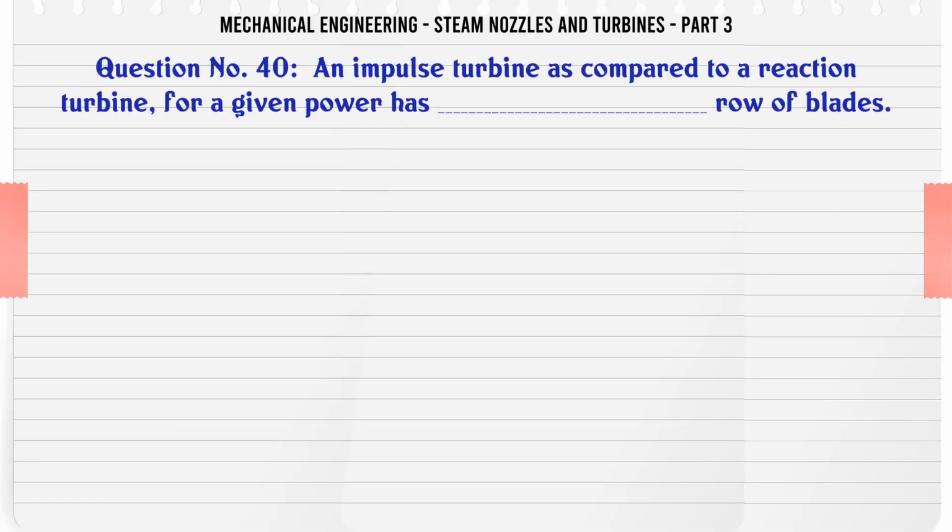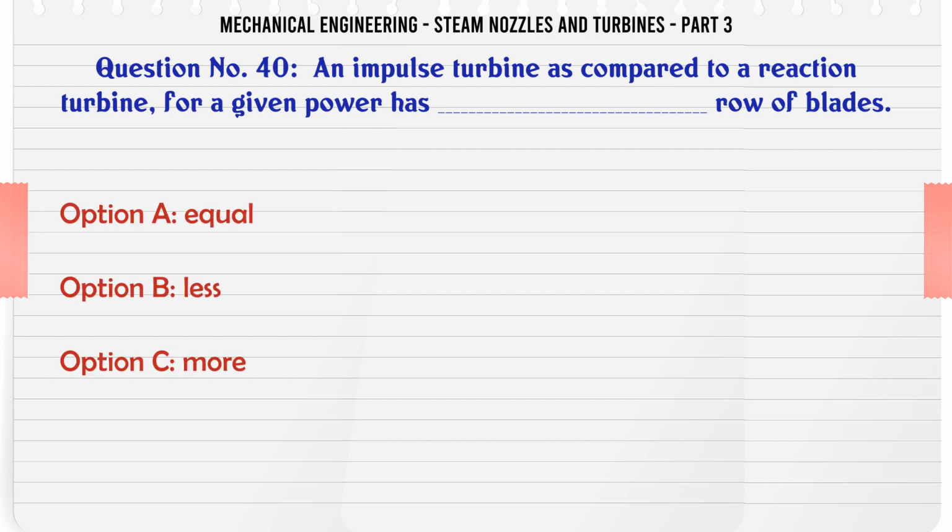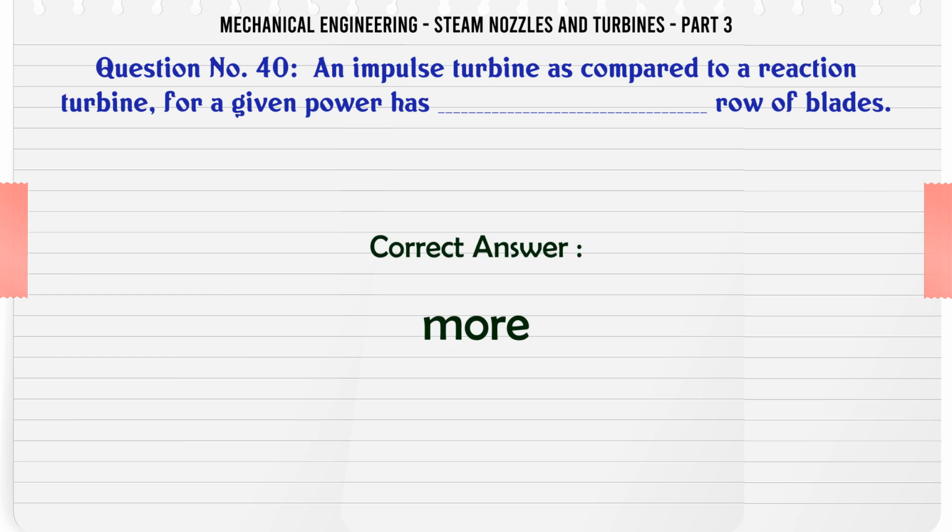An impulse turbine as compared to a reaction turbine for a given power has what number of rows of blades? A. Equal. B. Less. C. More. The correct answer is more.